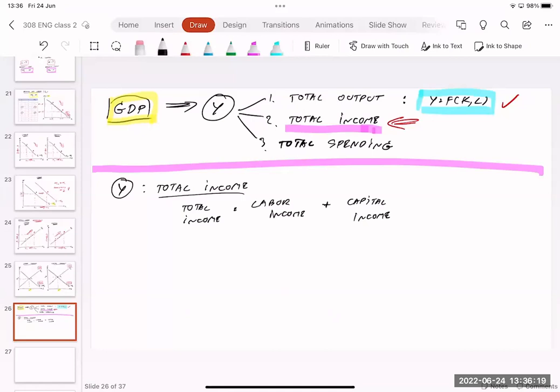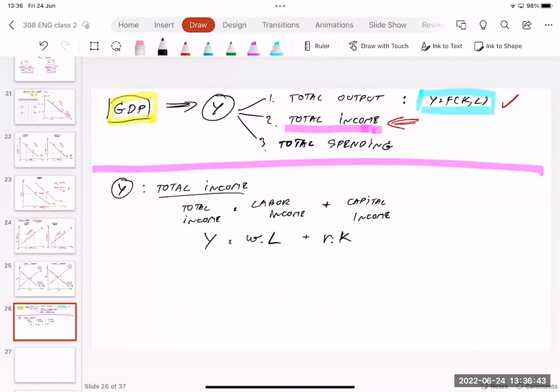We're gonna give it to labor and give it to the capital owner. So total income is Y, labor income is small w, the real wage, multiplied by L, the number of labor. Capital income is small r, the real rental rate, multiplied by K, the amount of capital. So this is how we get it.